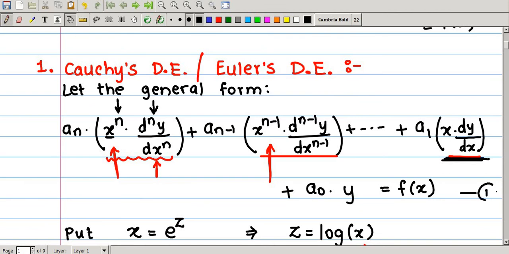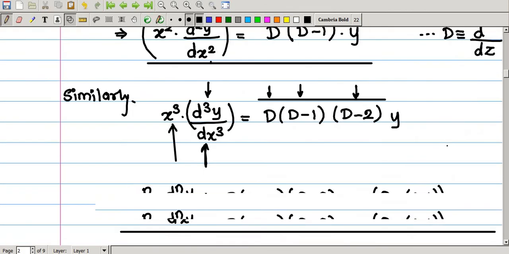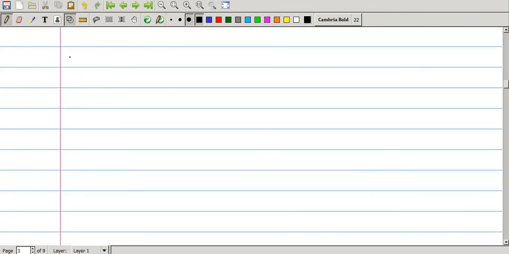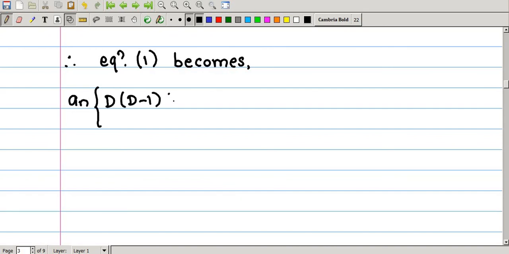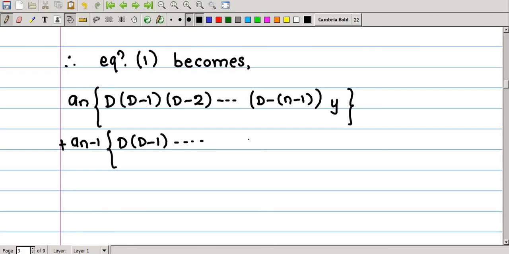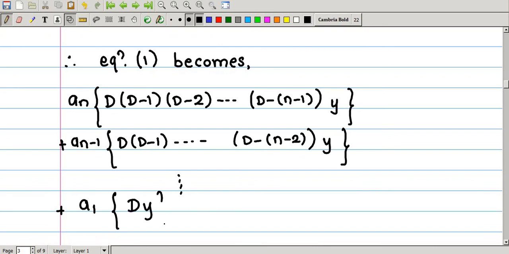So if we use all these substitutions in the given equation, and if we consider this given equation as equation number 1, therefore by using these substitutions, equation 1 becomes: we have an into D into D minus 1 into D minus 2 up to D minus n minus 1 into y, plus an minus 1 into D into D minus 1 up to D minus n minus 2 into y, and so on, a1 into Dy plus a0 y, this is equal to f of x.